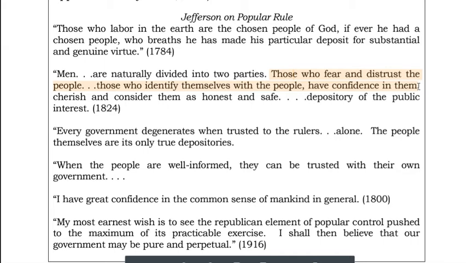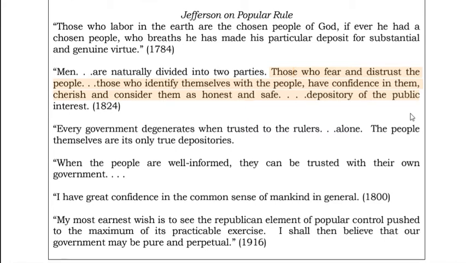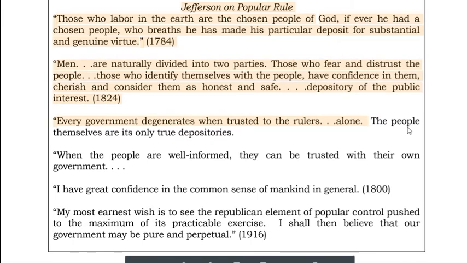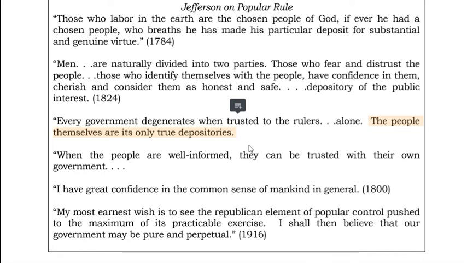And Jefferson here is throwing a direct sub at Hamilton, saying Hamilton is one of those guys that doesn't trust people. Well, guess what? I trust people, okay? Cherish and consider them the most honest and safe depository of the public interest. Every government degenerates when trusted to the rulers alone. The people themselves are its only true depositories. So basically he's saying that if you let rulers rule, the rulers are going to rule for the rulers and not for the people. The people are the only ones that can rule for the people. That's what he's saying. When the people are well informed, they can be trusted with their own government.